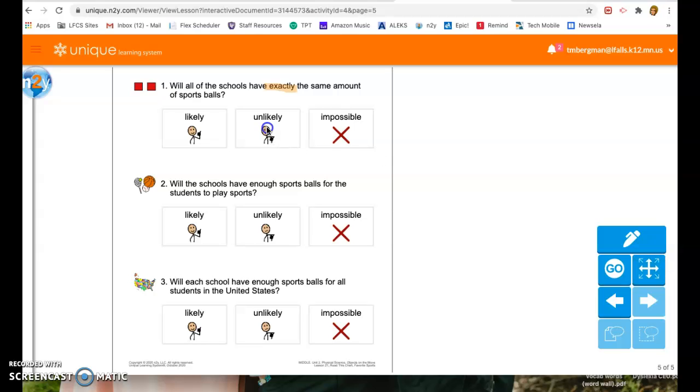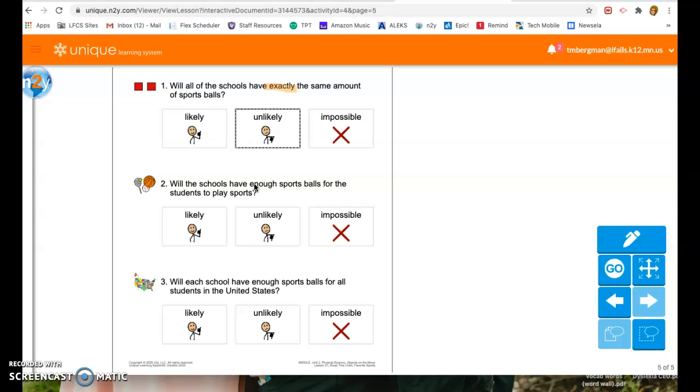I would say that's unlikely, right? Unlikely. Sorry, that's super loud. Because they're probably not going to have the same. Okay, when we're talking about probability and finding the median, which is the middle number, and the mean, the average, we're finding out what is most likely. Okay, so if they're having exactly the same amount, that's unlikely.